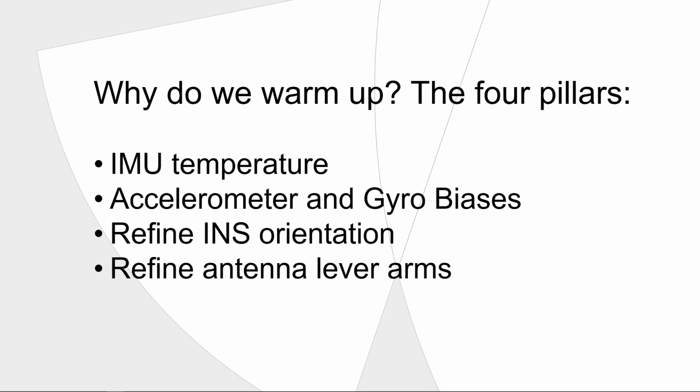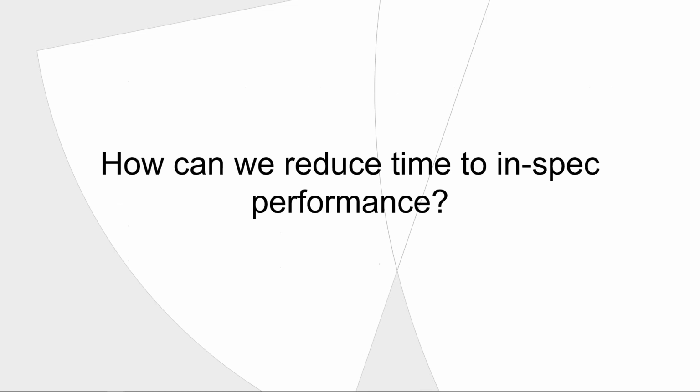It's worth saying that the Kalman filter is a data-driven algorithm, and we need data at the start, from initialization, to produce good quality data for surveying. So how can we reduce these to reduce the time to inspect performance from one of our INSs?